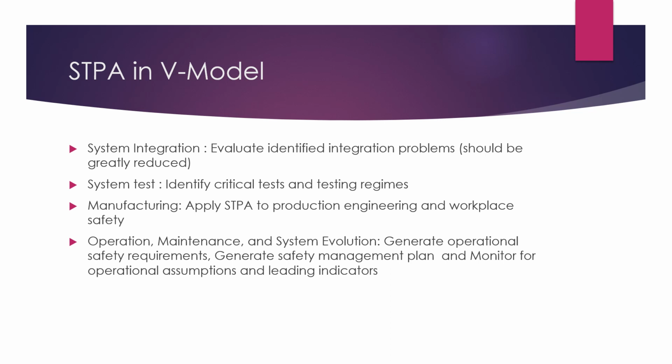The next thing is system testing: identify critical tests and testing regimes. When you use STPA in system testing, we can do testing of the critical systems. STPA usage is generally recommended for critical systems. It will make our life, the tester's life, easy when we use STPA in testing.